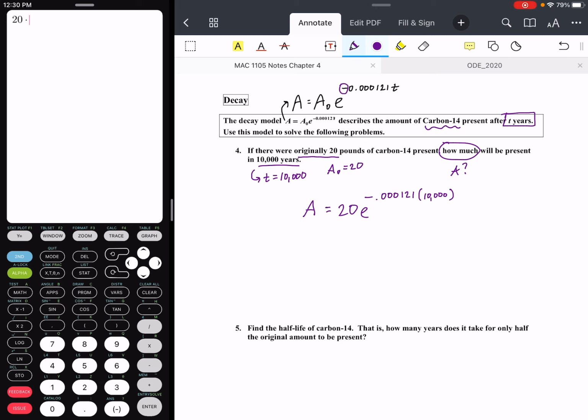So 20 times e. Remember, we're using second and then the ln key to access e. And then I'm going to use my negative sign, so e raised to the power negative 0.000121 multiplied by 10,000. I'm going to type that all in the exponent. And if I'm rounding to the nearest whole number, that's approximately 6 pounds. Remember, my initial units were in pounds. So this is approximately 6 pounds.